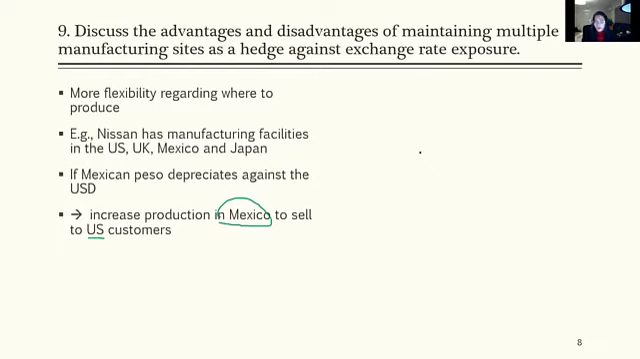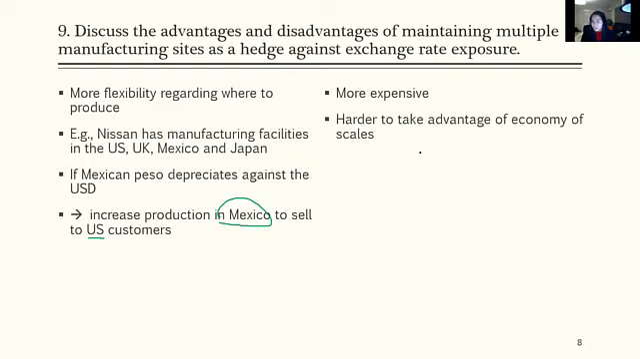So having more production sites gives you this flexibility, but on the other hand, it is more expensive to implement, okay? So obviously, if you have to have 4 different facilities, it's going to cost you 4 times more. In addition to that, it's harder for you to take advantage of economy of scale, okay?